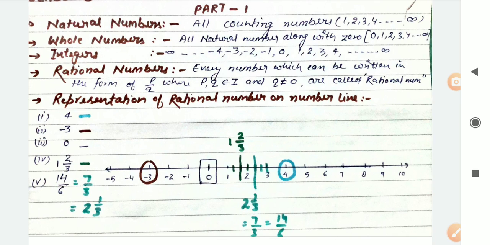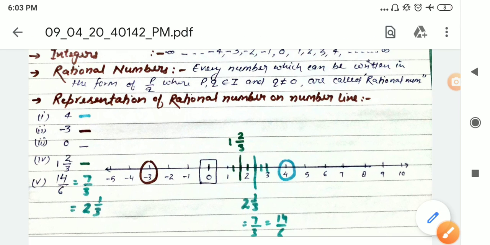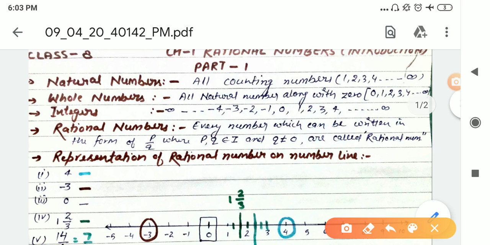Now the next one is whole numbers. In whole numbers, all natural numbers along with 0 are called whole numbers. The set of natural numbers contains 1, 2, 3, 4, 5 up to infinity, and the set of whole numbers contains all natural numbers, 1, 2, 3, 4, 5, but along with 0. These numbers are called whole numbers.